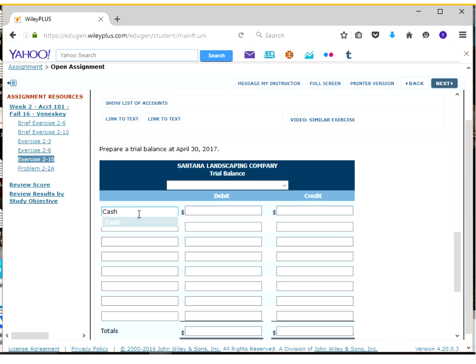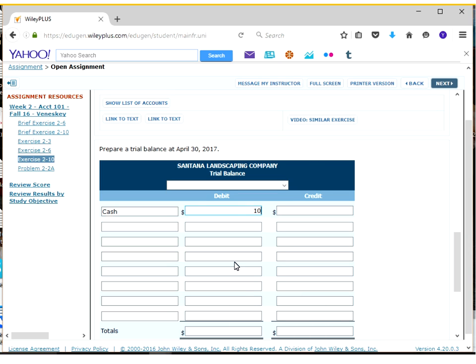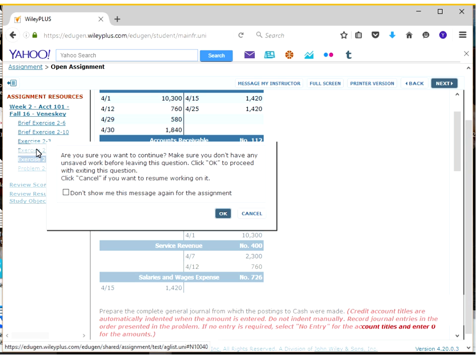Remember, cash always goes first. It's always in order of liquidity, and we've got to go in the proper accounting equation. So assets are first. And then the number that I just figured, $10,640, would be my debit balance. Nothing goes over here in the credit column because cash doesn't have a credit balance. It only has a debit balance. Whereas something like accounts payable will have a credit balance. So whatever you get when you take 3,730 minus 1,420, your final answer is going to go in the trial balance as a credit.